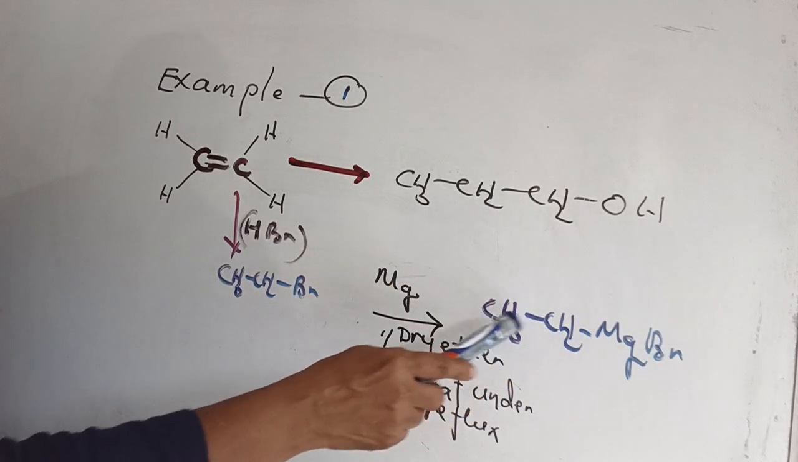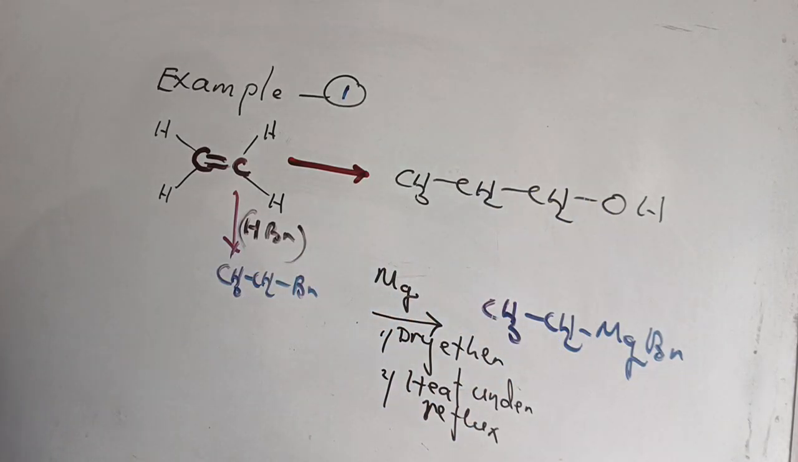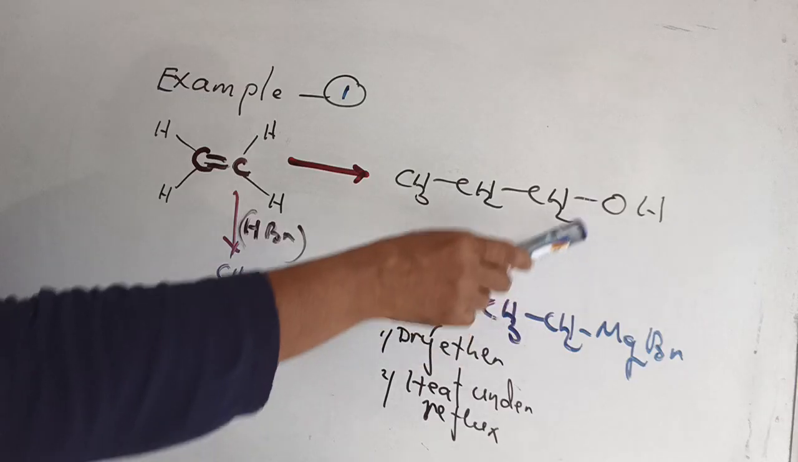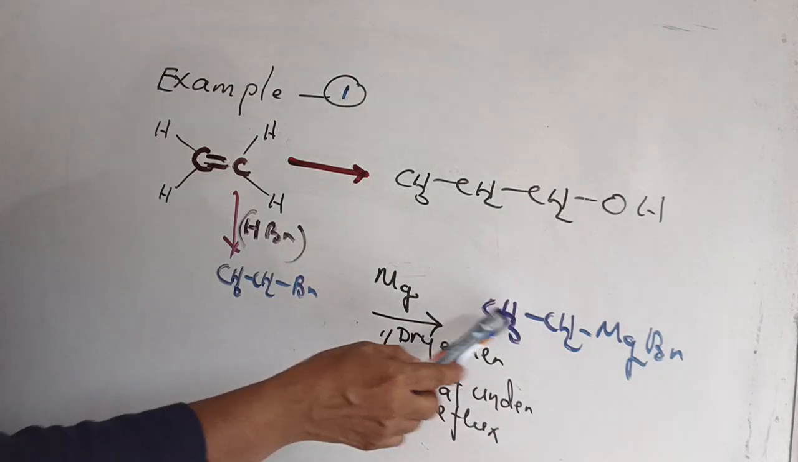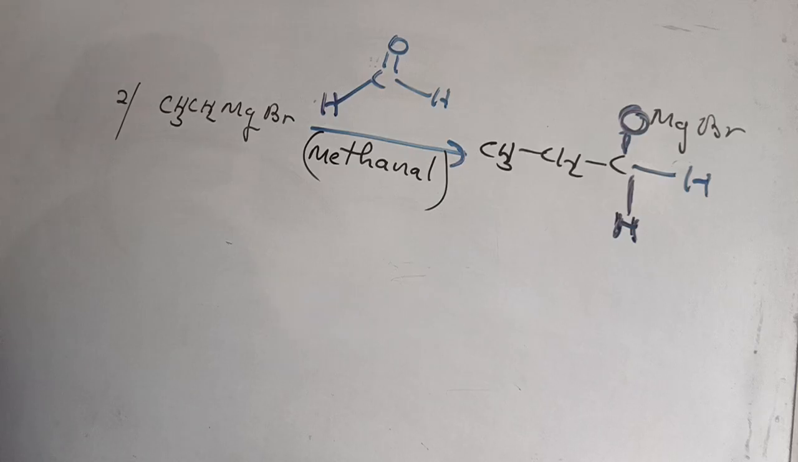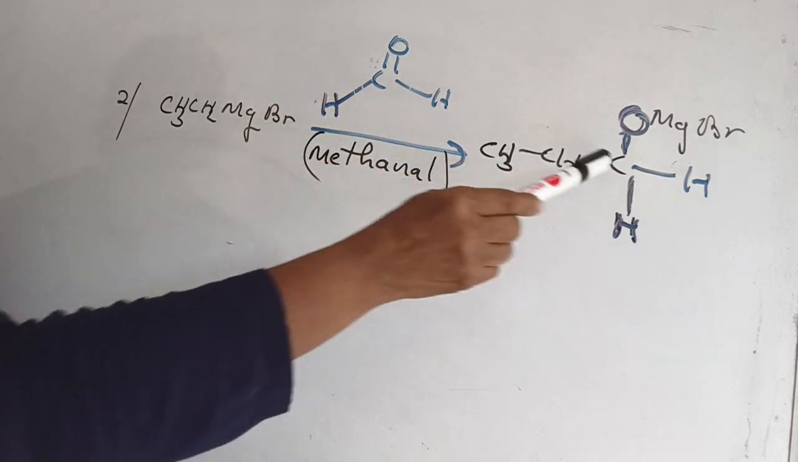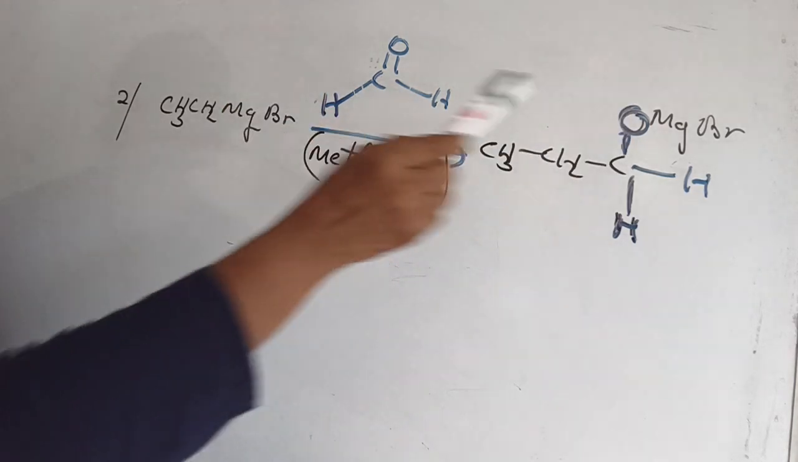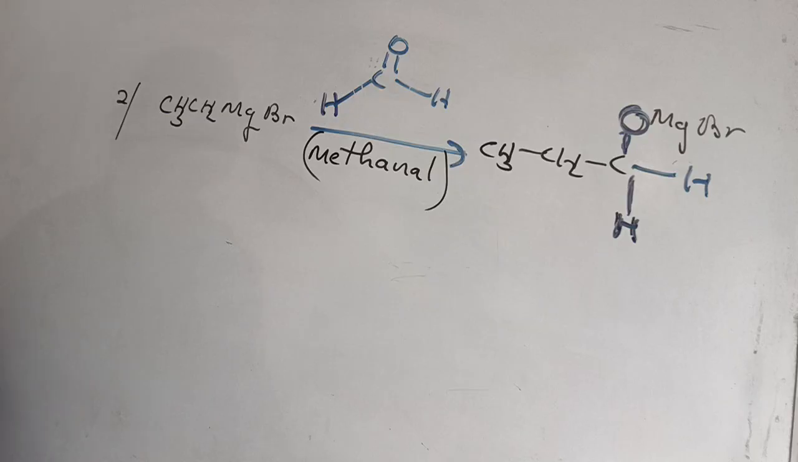So you can see it is with 2 carbons, but our given product contains 3 carbons. Since the product is a primary alcohol, we should design our next step according to this. In the next step, through the carbon-oxygen double bond, it is being bonded to MgBr, and this kind of intermediate compound is produced.